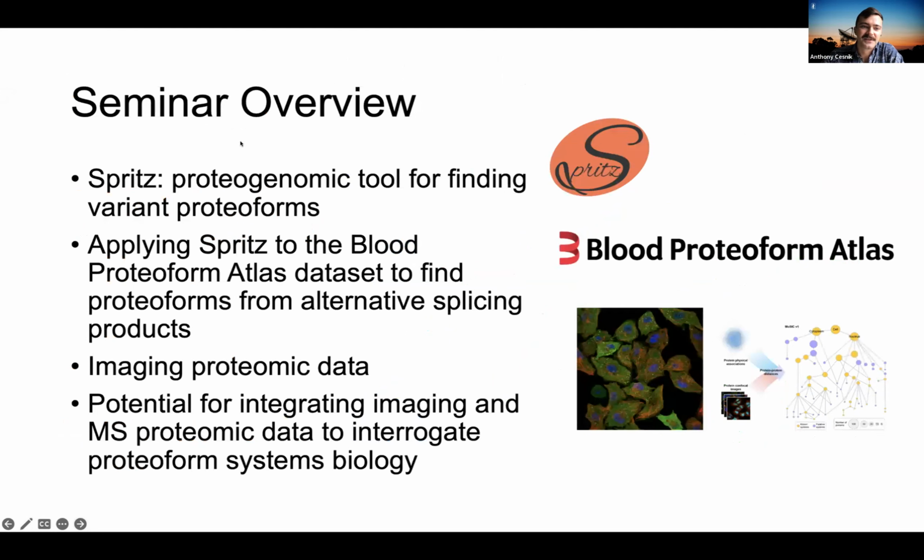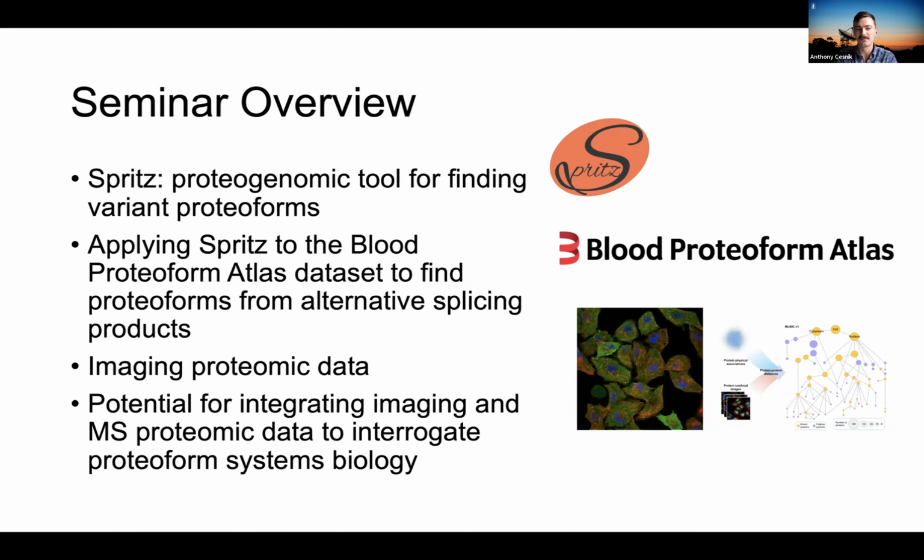And so, yeah, today I was hoping to talk about a tool I built with a great team at Lloyd's lab for finding variant proteoforms that have amino acid sequence variations, using this tool Spritz. And then I'll talk a little bit about applying that to the blood proteoform atlas dataset and integrating the Human Protein Atlas, Human Blood Atlas dataset to try to find proteoforms that are the result of alternative splicing.